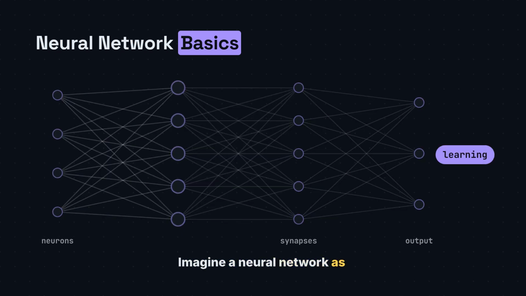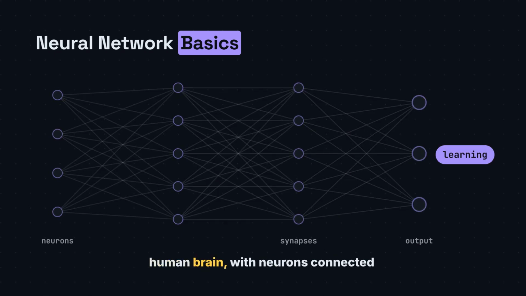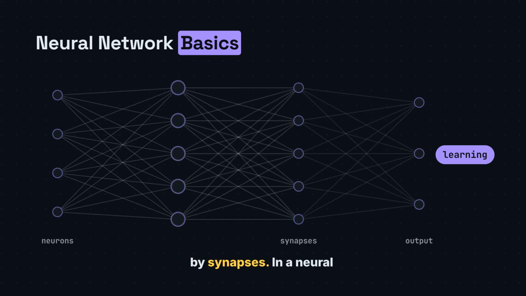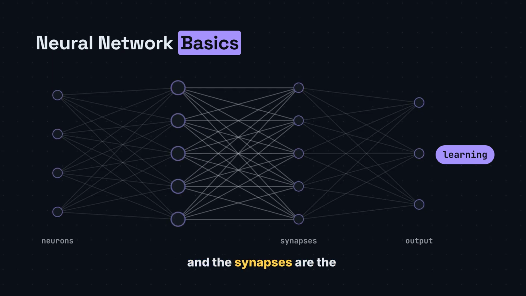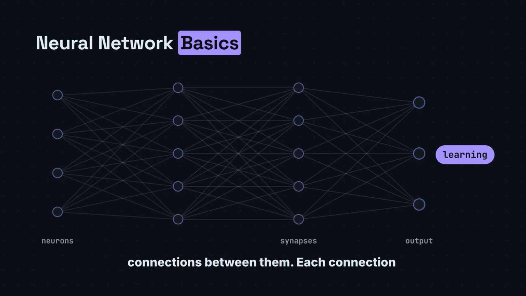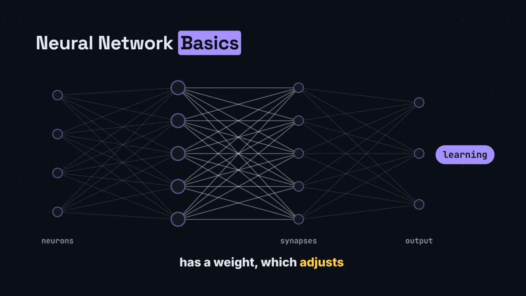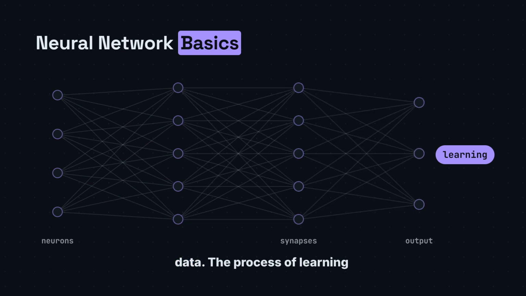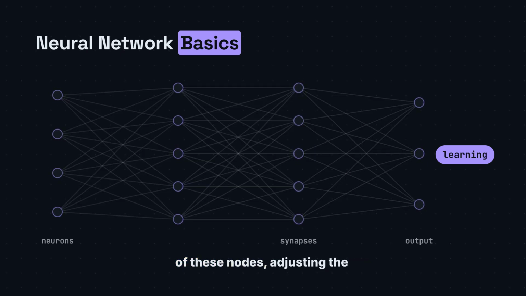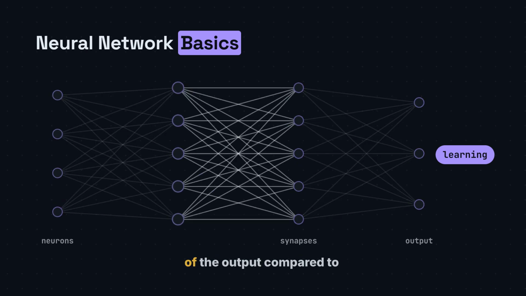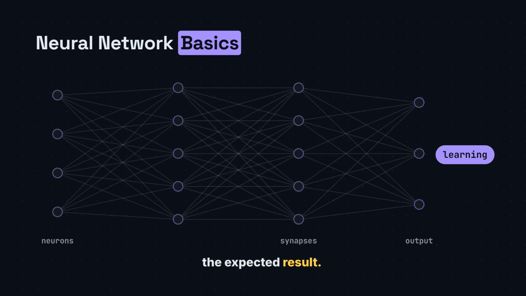Imagine a neural network as a simplified model of the human brain, with neurons connected by synapses. In a neural network, these neurons are nodes, and the synapses are the connections between them. Each connection has a weight, which adjusts as the network learns from data. The process of learning involves feeding data through layers of these nodes, adjusting the weights based on the error of the output compared to the expected result.